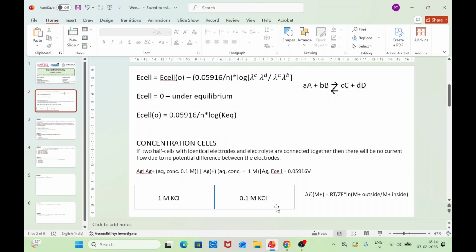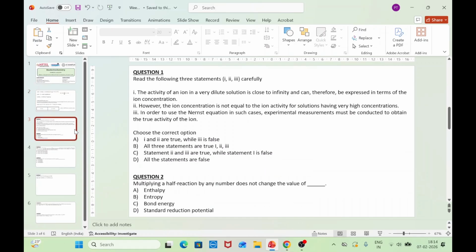So let's start with our questions. The very first question for today's live interaction session, that is your question number one. The question goes something like this. It's a true or false question.